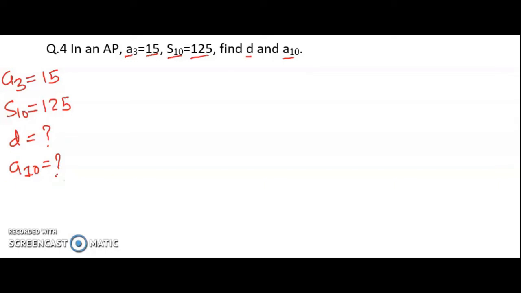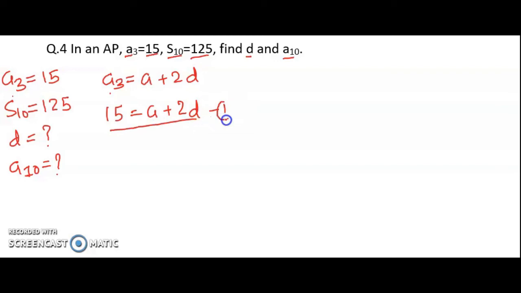So first of all, if you see the given data here, a3 is given 15. So we know the formula of a3, a plus 2d, right? That we have studied in the last lecture, lecture number 2. Now here a3 is given 15, so we will put 15 here. a is not given, and d is also not given, so put it as it is. So here we get, this is, let's say, equation number 1.